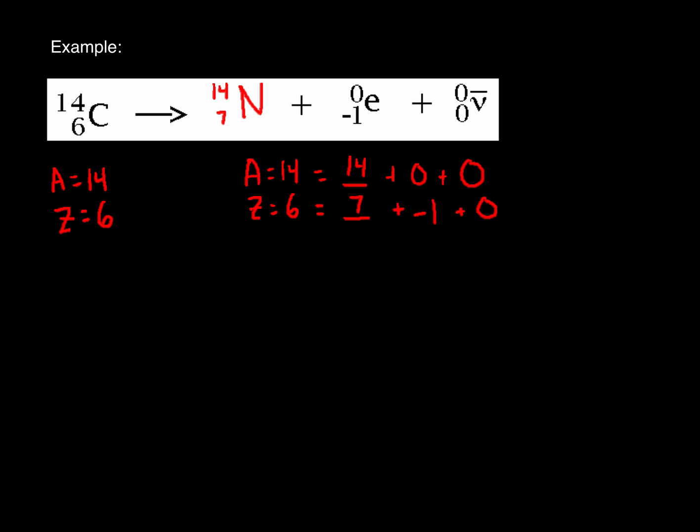In terms of conservation of antiness, in this equation, a new particle, an electron, has been produced. To balance out the new particle being produced, an antineutrino is also produced. This happens in beta decay. This is an example of beta negative decay.